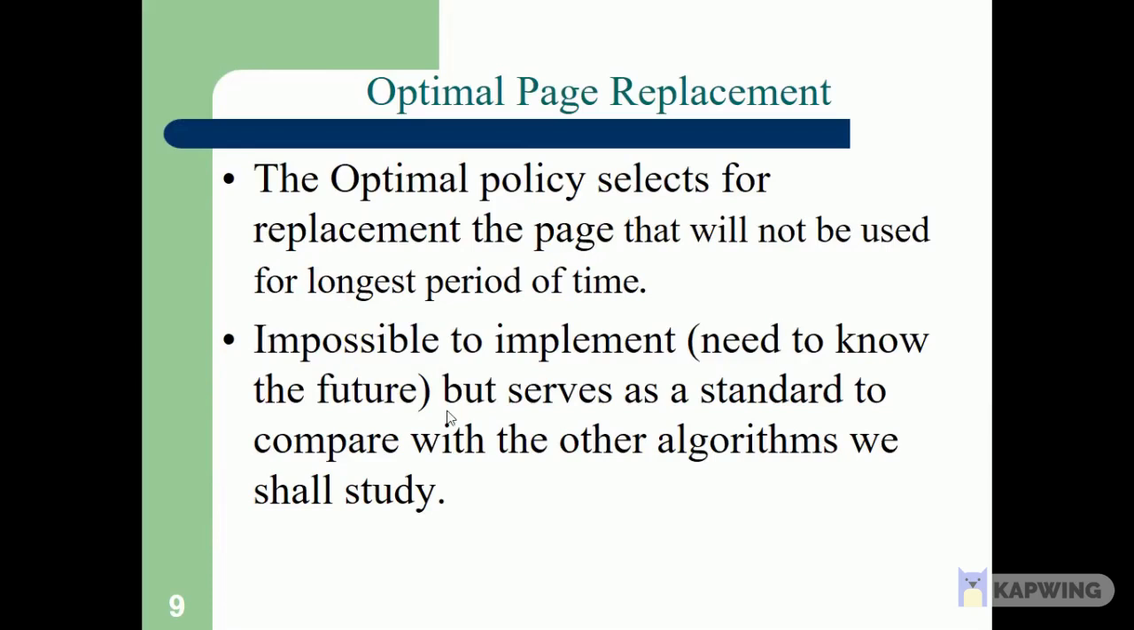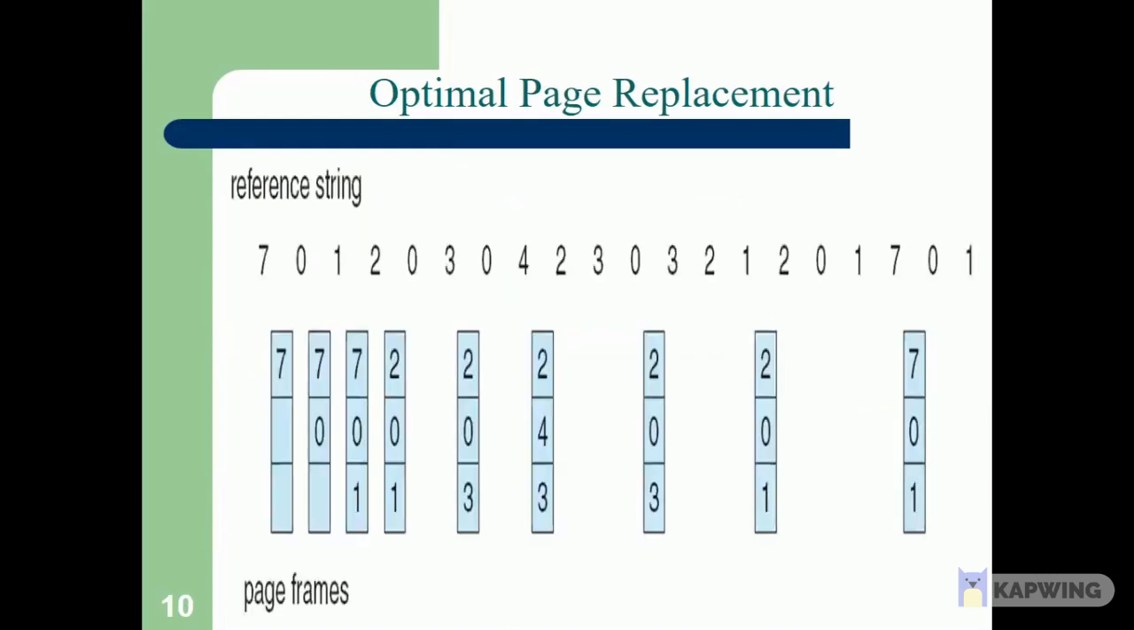So we should know whether that page is coming in the future or not. When that page is not occurring in the future, then only that page can be removed. But we should know the future, so that is the disadvantage. So it is impossible to implement the optimal page replacement, but it serves as a standard to compare with other algorithms we shall study. So this is the optimal page replacement algorithm.